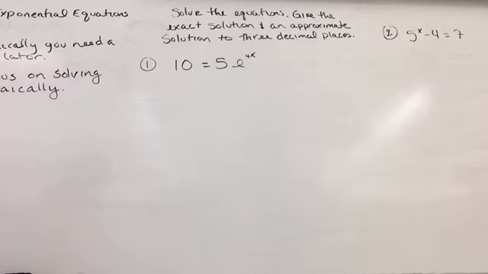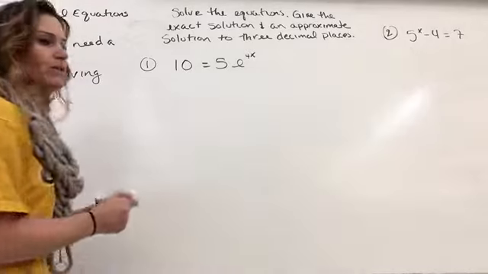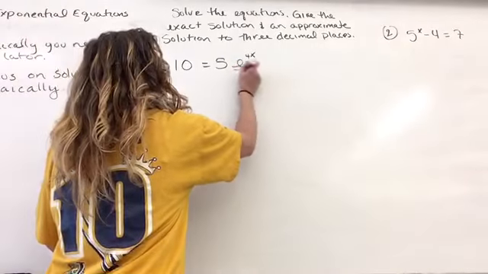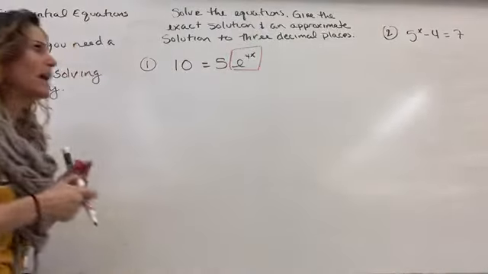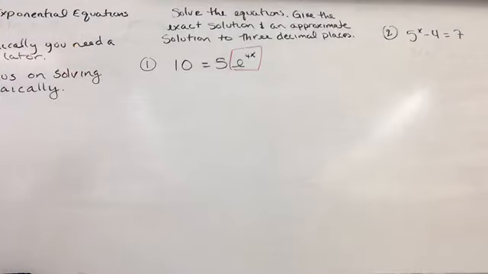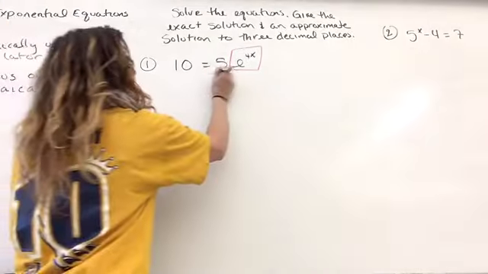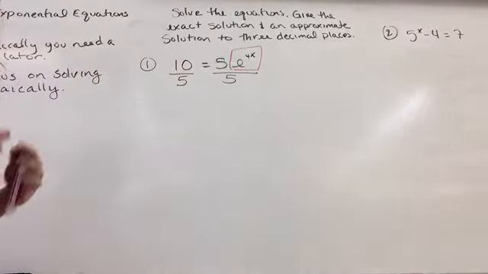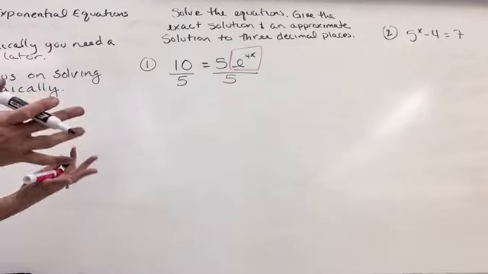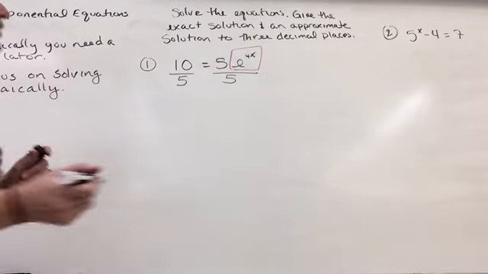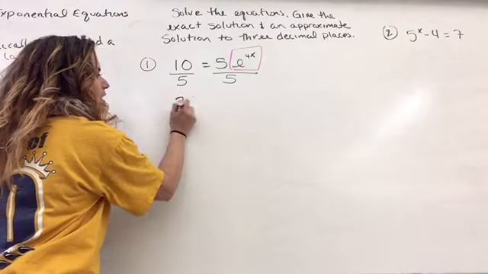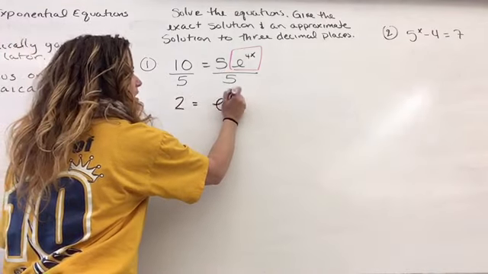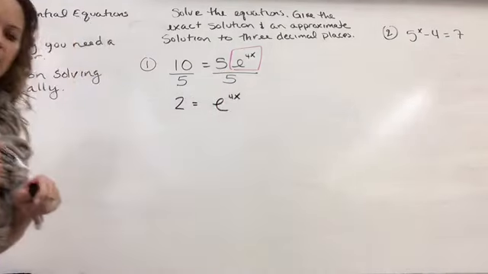So in this case, I want to get the e values. It's very important before you start solving. You have to get this e value by itself. That means I have to get rid of the 5. The 5 is connected to the e by multiplication. So we're going to divide it out on both sides to keep your scale balanced and to keep that balance of an equation going. Whatever you do to one side, you must do to the other. So on the left side, we get 2. On the right, we simply get e to the 4x.